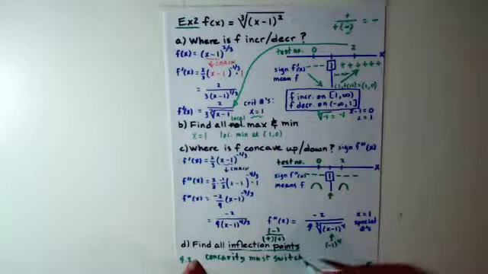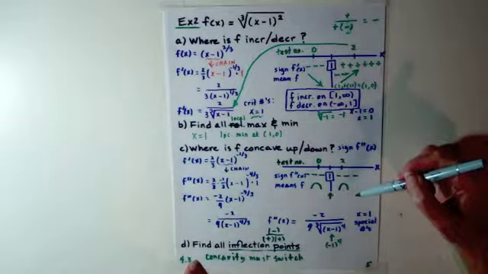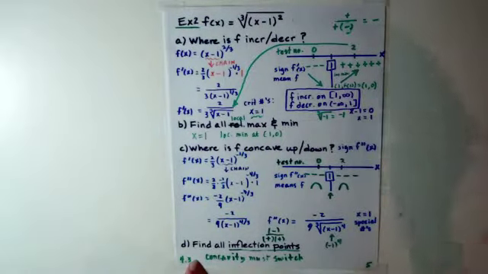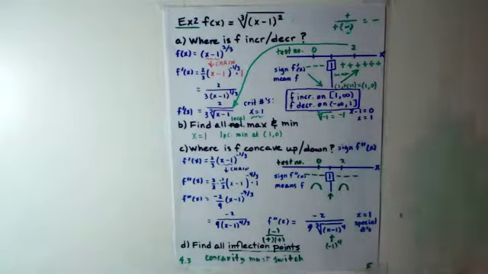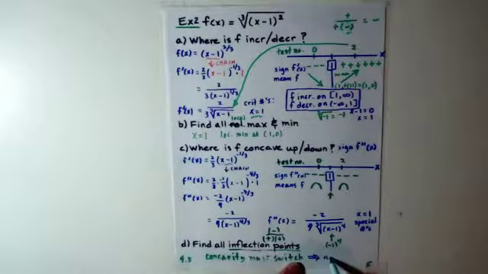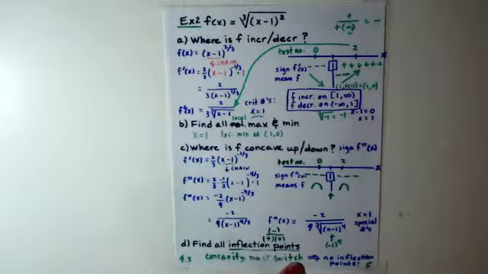And is this a place where the concavity is switching? It is not. It's concave down. It stays concave down as we go to the right of 1. So concave down to the left, concave down to the right. The concavity does not switch. So what does that mean? It means that in this case, we have no inflection points.